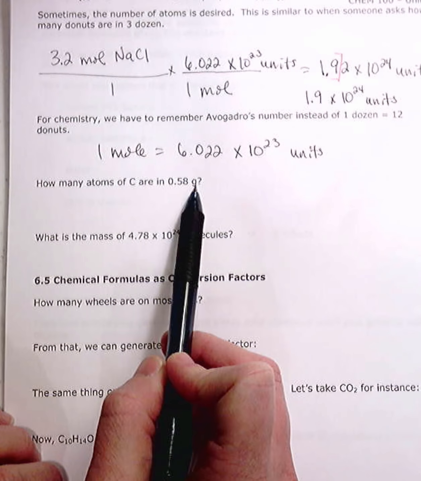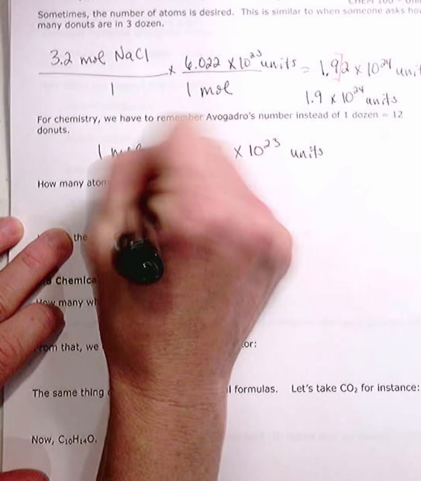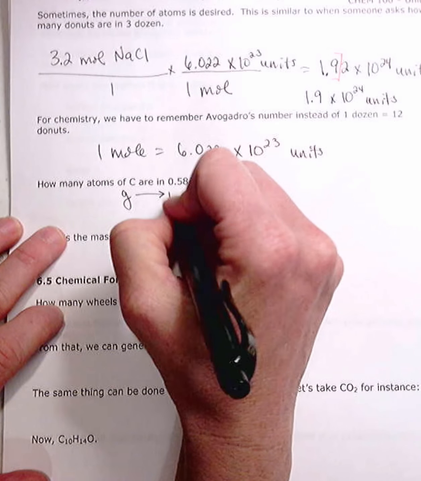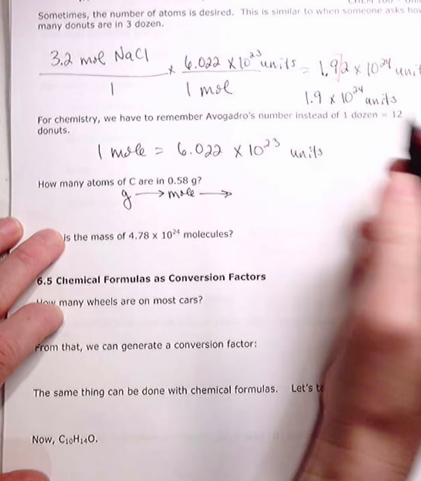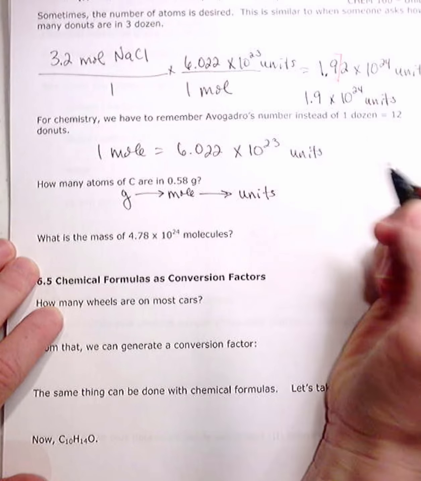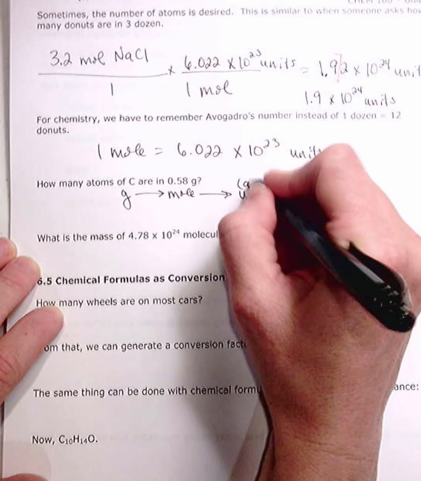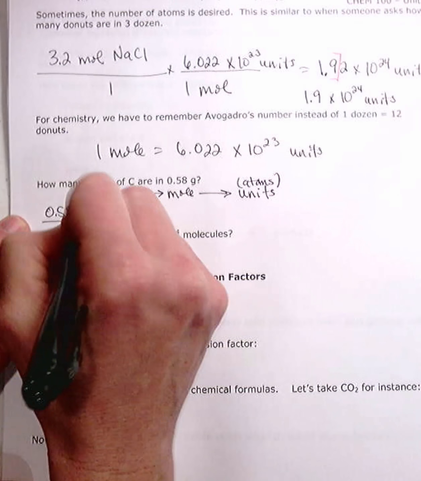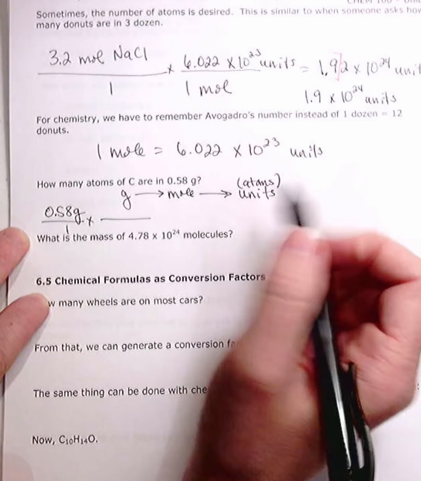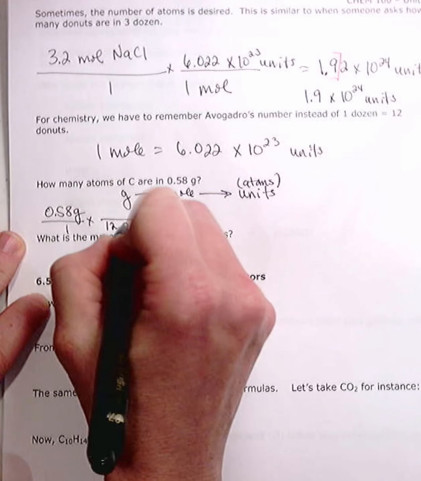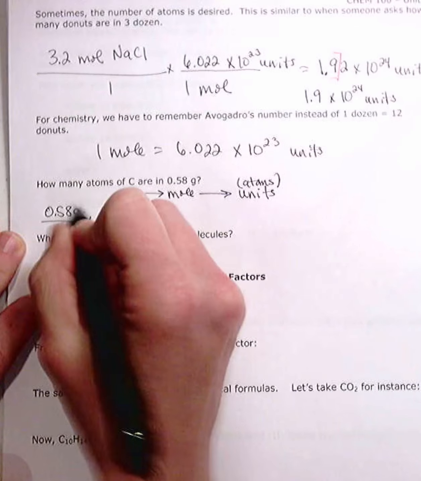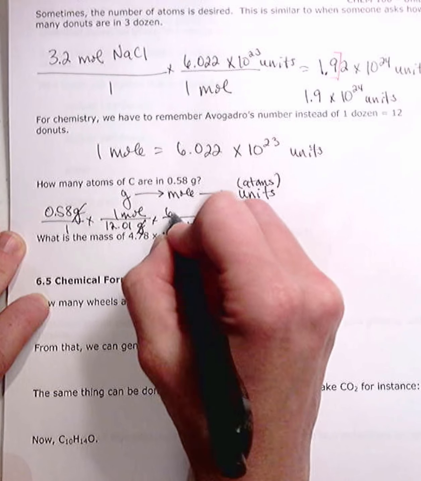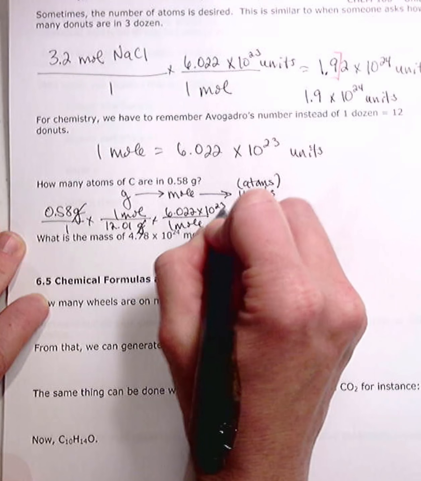But we're starting off in grams. So your roadmap would be grams. We can use Avogadro's number if we have moles. So you're going to have to go grams to moles, then moles to units. Or in this case, it's going to be atoms. Okay, so you're going to do 0.58 grams over 1. Look up the atomic weight for carbon, 12.01 grams, 1 mole. So we cancel that out. And then 1 mole equals 6.022 times 10 to the 23rd atoms.